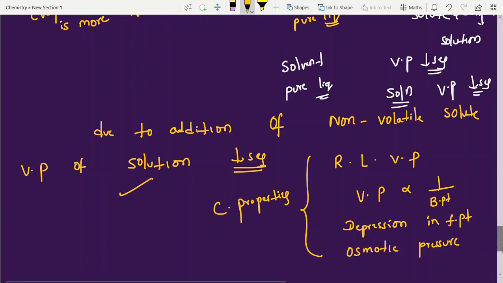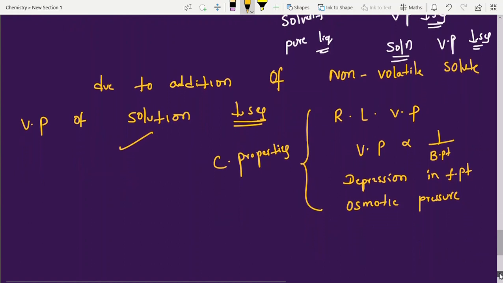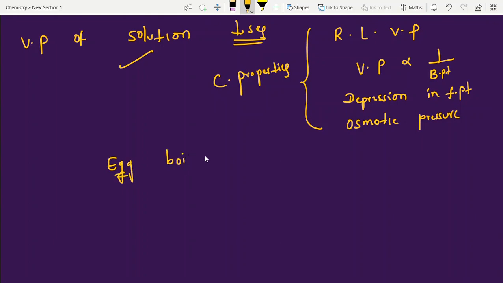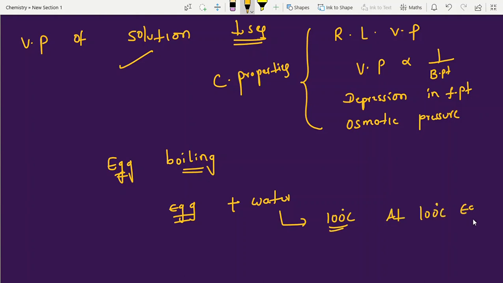Egg boiling. Egg boiling is the best example. Actually, egg plus water: we take one container, one bowl, and add egg and water. So what is the water boiling point? 100 degrees centigrade. At 100 degrees centigrade, the egg will not cook properly. It will not come out in a proper way.